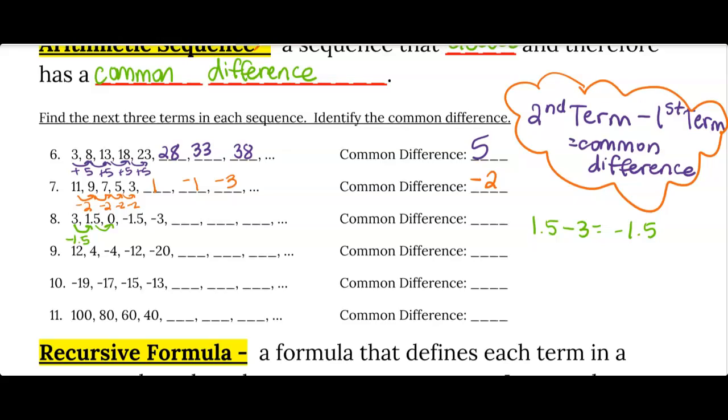1.5 minus 1.5 is indeed 0. 0 minus 1.5 is indeed -1.5. And -1.5 minus 1.5 is indeed -3. So we know that it works for all of our terms, making the common difference -1.5. The next 3 terms will then be -3 minus 1.5, which is -4.5, -4.5 minus 1.5, which is -6, and -6 minus 1.5, which is -7.5.